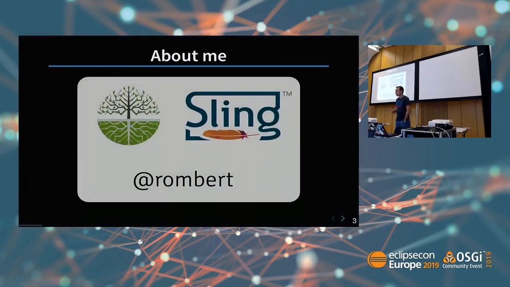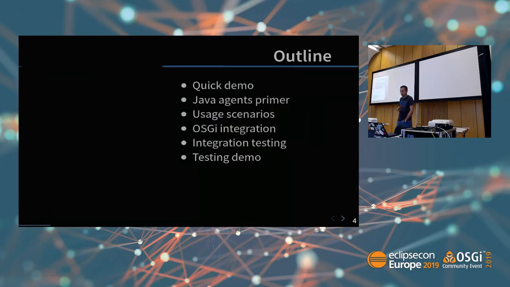A couple of things about myself. My name is Robert Montano. I work with Adobe Research in Switzerland. I am working on our content management experience platform product, and as part of that we do a lot of work with OSGi. The projects I'm mostly involved in are Apache Jackrabbit and Apache Sling. I will be telling you about my experiences with Java agents and present some code that is part of Apache Sling today.